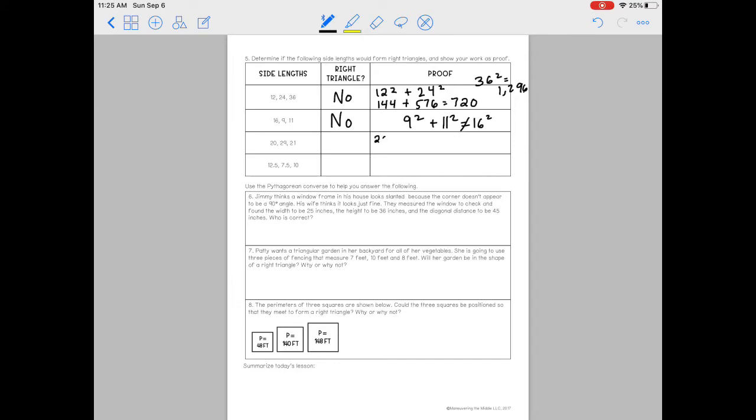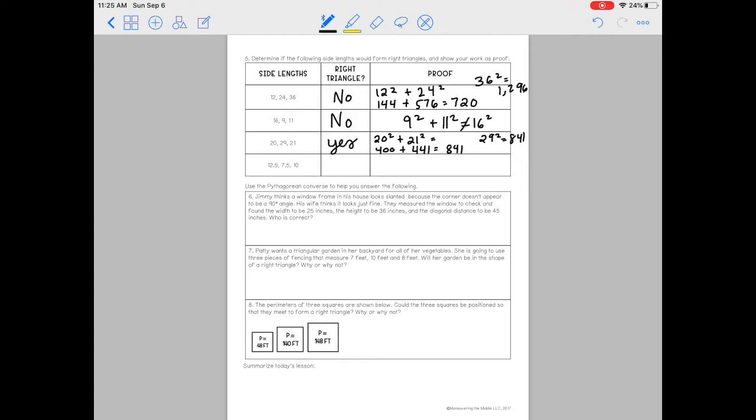So we have 20 squared plus 21 squared. 20 times 20 would give us 400, plus 21 times 21 gives us 441. We add these two values together, we get 841. Is 29 times 29 841? Yep, 29 squared equals 841. So this is a yes.